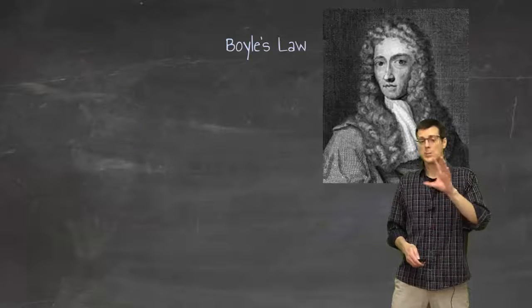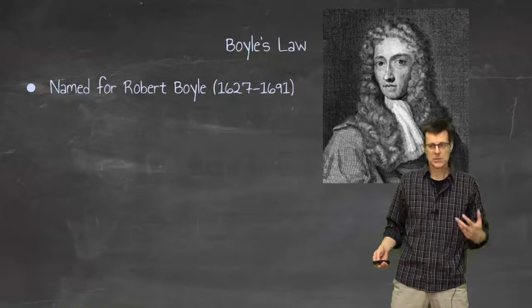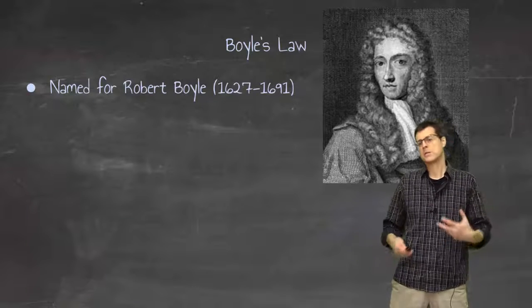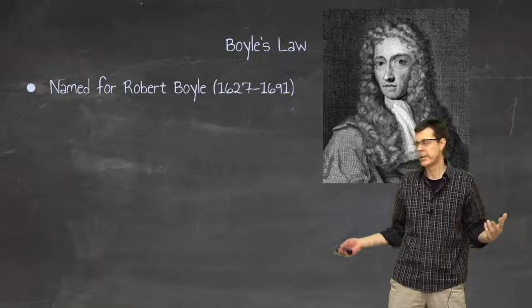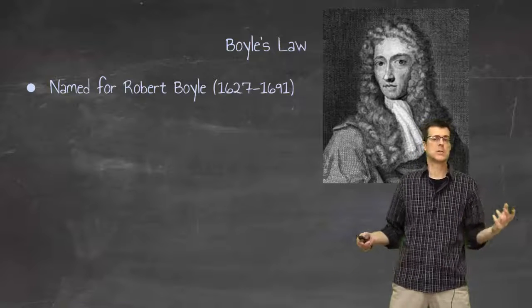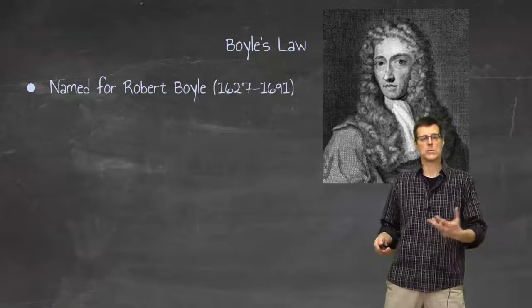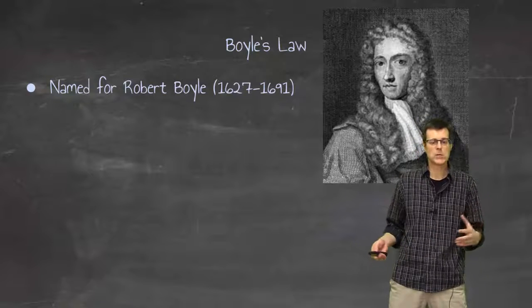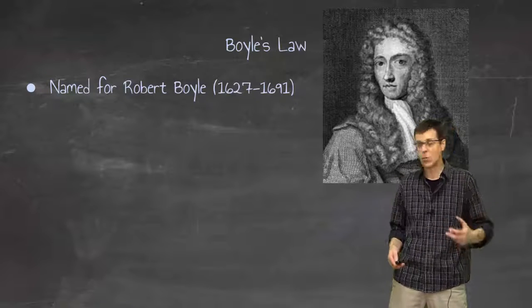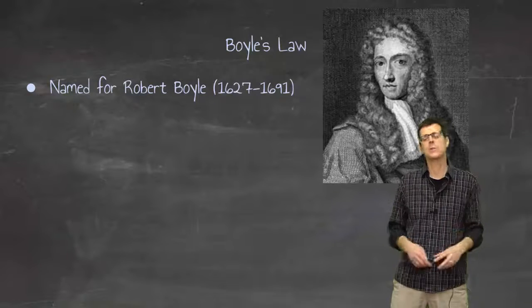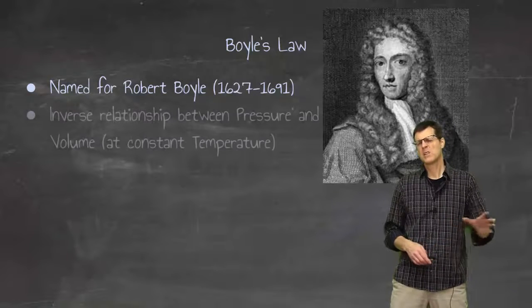Starting off with Boyle's law, and again, you don't need to know who Robert Boyle was or when he was alive. You don't need to know that his father was British nobility. He was the Earl of Cork, which sounds kind of weird until you remember that Cork is a province in Ireland. Not that it matters.